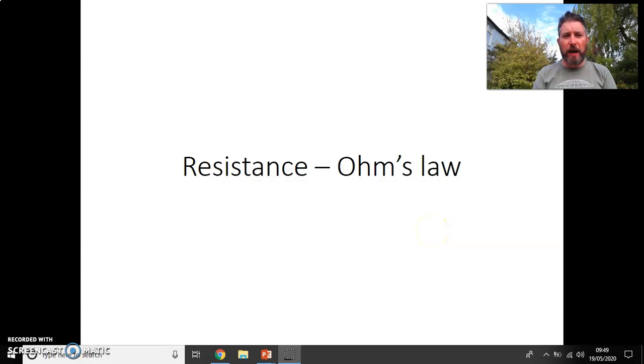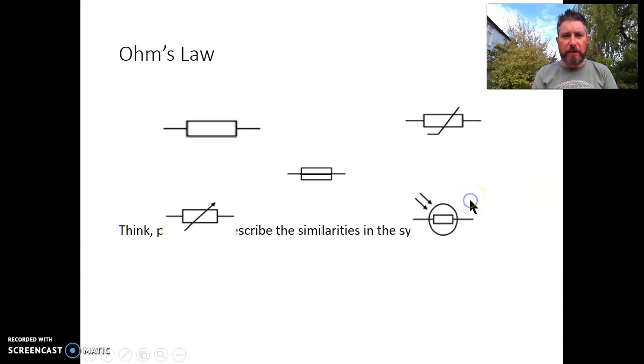Right, morning folks. Last lesson you guys had a look at something called Ohm's Law. You had to go do some calculations regarding that. I thought we'd have a chat through that and we'll look at some of the factors that affect resistance. So, let's have a look.